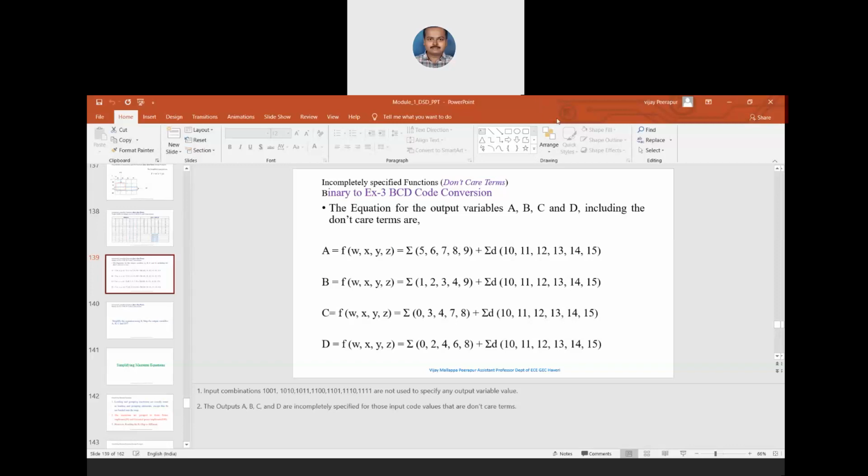The answers you can put in the chat room. What is the simplified expression for A, B, C, and D? Anyone, did you solve it?